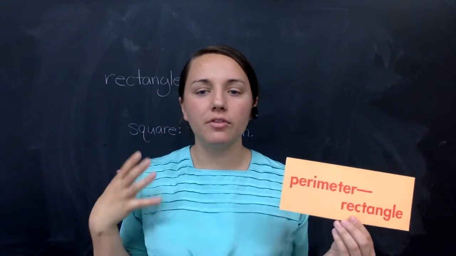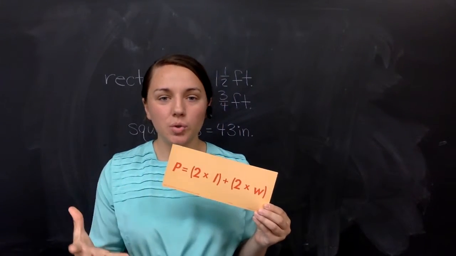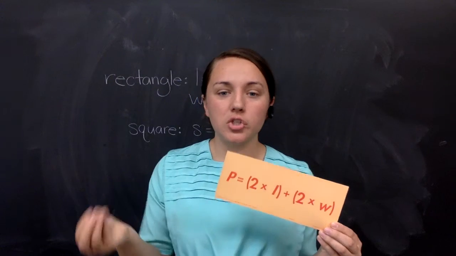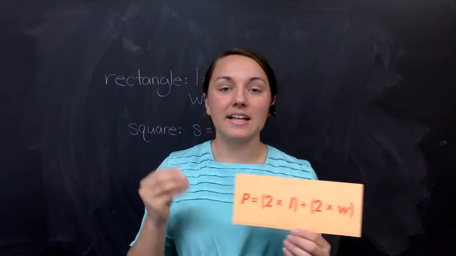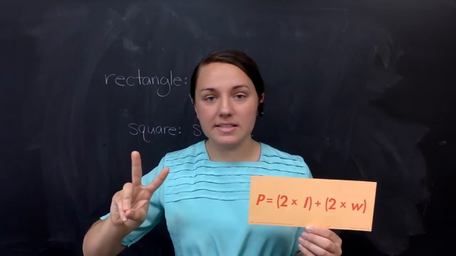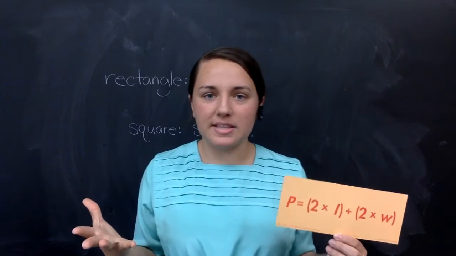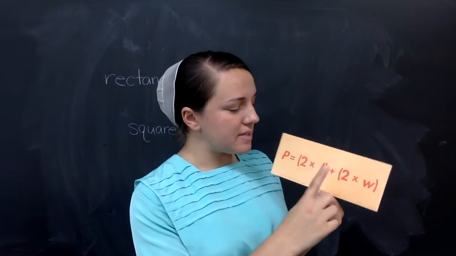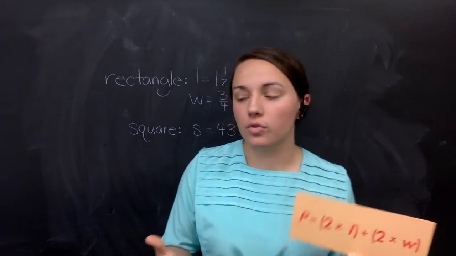And what is the formula for finding the perimeter of a rectangle? P equals in parentheses 2 times L plus in parentheses 2 times W. Okay, and that's because you have 2 lengths on a rectangle that are both the same, and then you have 2 widths that are the same. So if you multiply 2 times the length and 2 times the width and you add them together, that will give you your final perimeter.